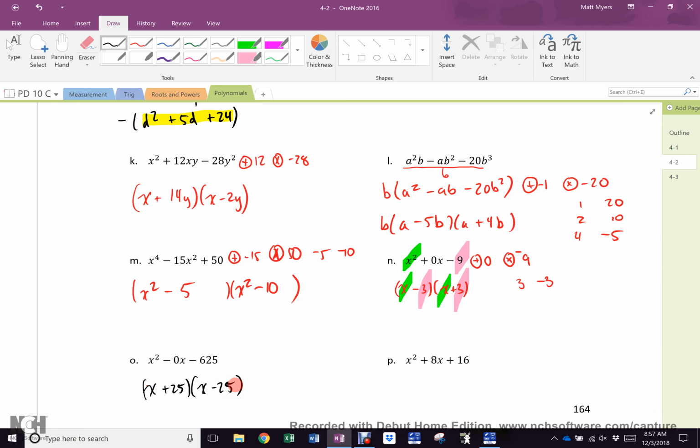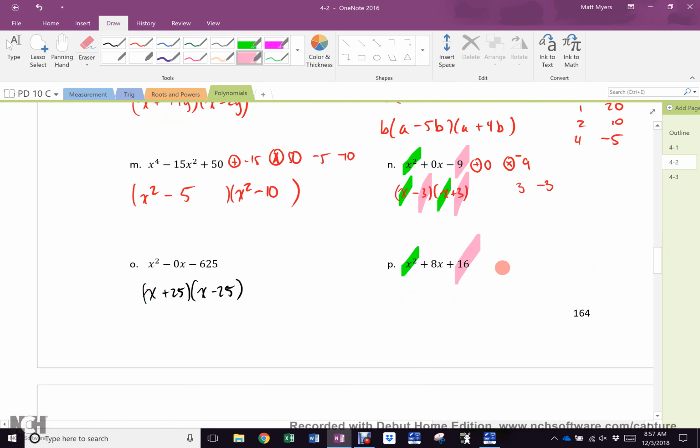Now, look at P. P looks similar, but it's slightly different. Can I square root that? Yes. Can I square root that? Yeah. But what's different in P? There's something in the middle, yes? So, it can't be plus and minus, because that's going to make that linear term drop out, isn't it? So what must it be? Plus and 4. Exactly. X plus 4.